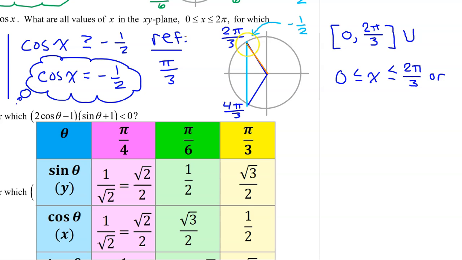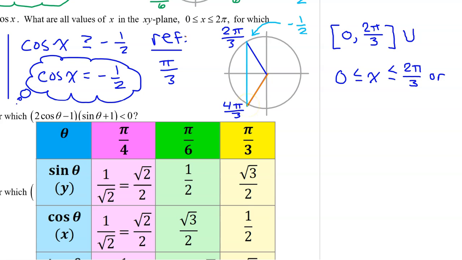As we pass 2 pi over 3, the endpoint is to the left of the blue line. The horizontal displacement is less than negative 1/2. This is not what we are looking for, so we will have no solutions in this interval between 2 pi over 3 and 4 pi over 3.